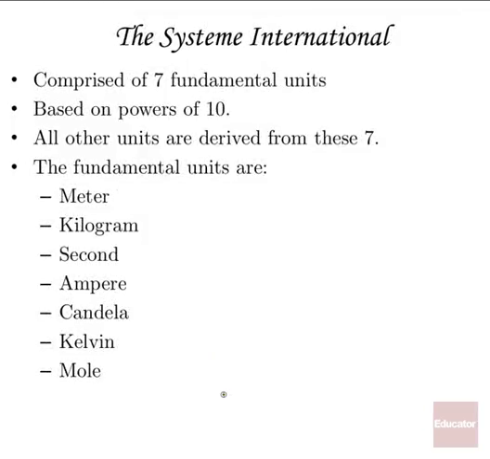The System International is comprised of 7 fundamental units. It's based on powers of 10, because it's a subset of the metric system, and all other units are derived from these basic 7. The fundamental units are the meter, the kilogram, the second, hence the MKS system, the ampere, the candela, Kelvin, and a mole, which you may be familiar with from chemistry.